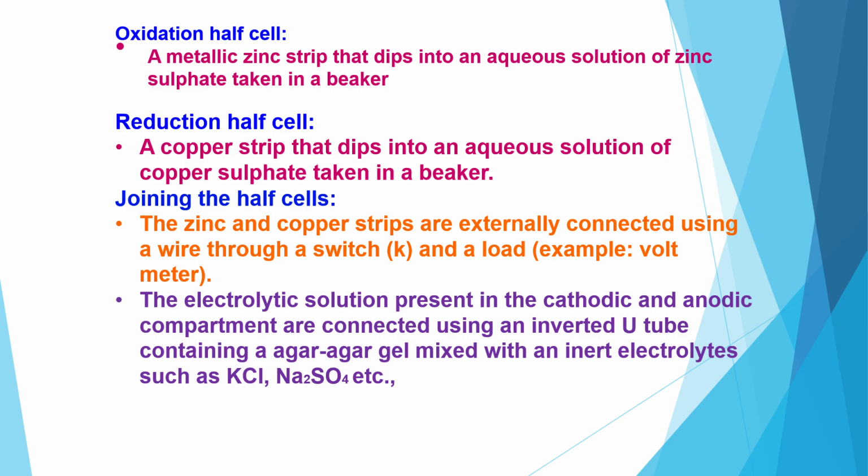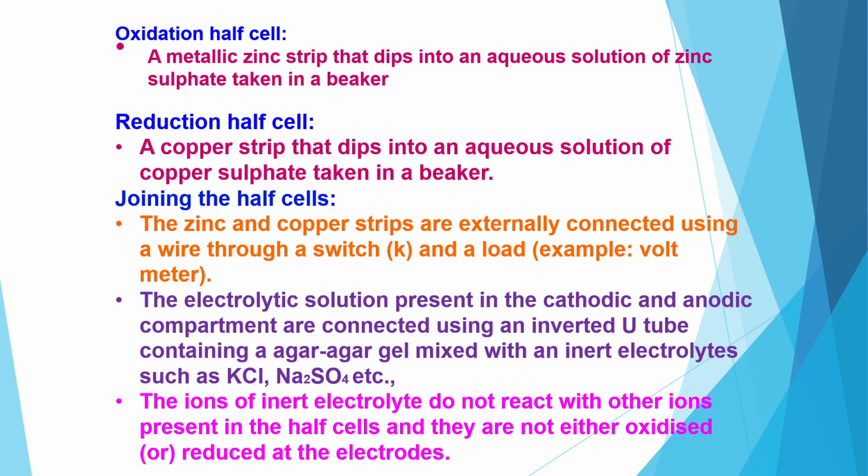So if I switch on that particular circuit, the electrolytic solutions present in the cathodic and anodic compartments are connected using an inverted U tube containing an agar-agar gel mixed with inert electrolytes, such as KCl, potassium chloride, or sodium sulfate. Now why potassium chloride, why sodium sulfate? Can I use sodium chloride also? Answer is no. Why? I will clear that in the next one or two slides.